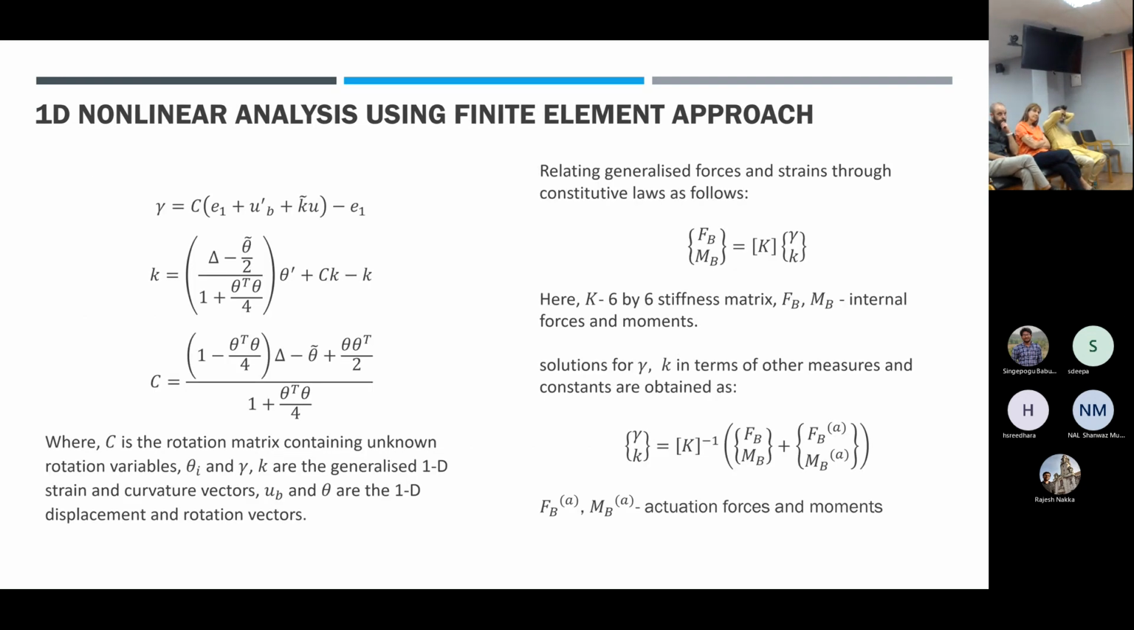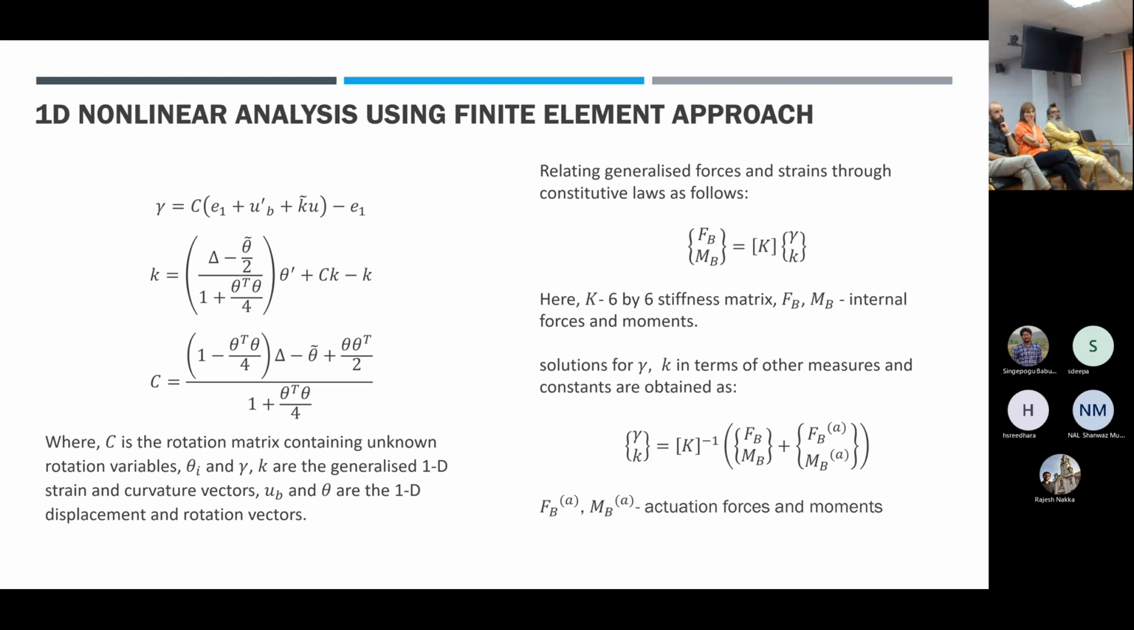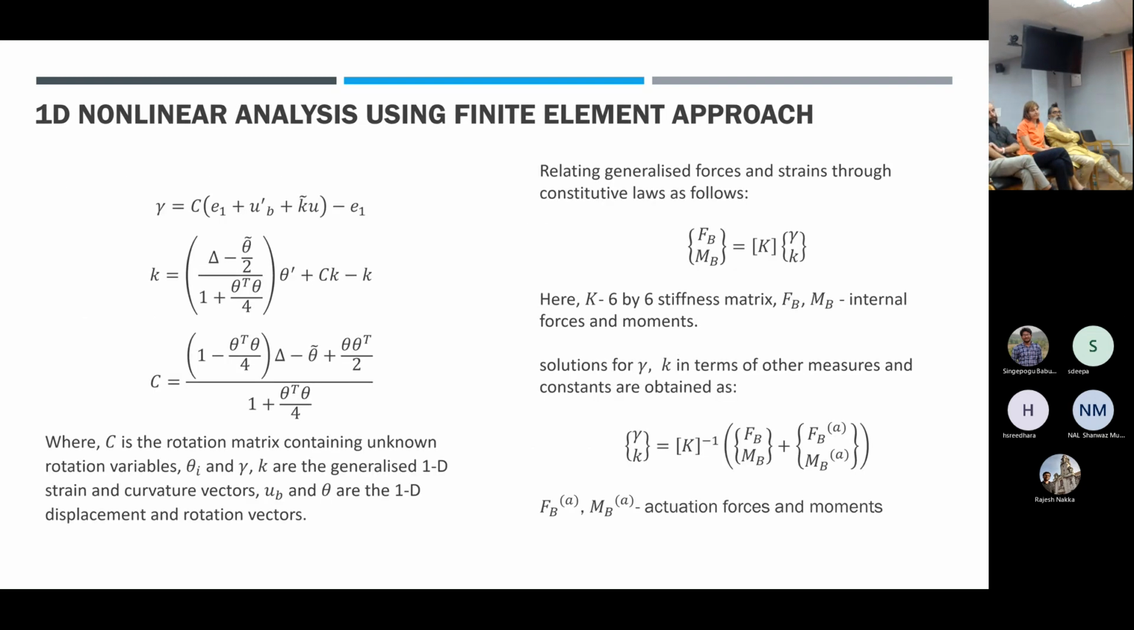So for gamma and kappa, which are the generalized 1D strains for extension and the bending curvatures, we can use these kinematic relations, where C is the rotation matrix containing unknown variables, and theta, gamma, and kappa are the generalized 1D strain and curvatures. Using these relations and substituting them in the weak formulation, we will get the generalized forces and strains to the constitutive law as follows.